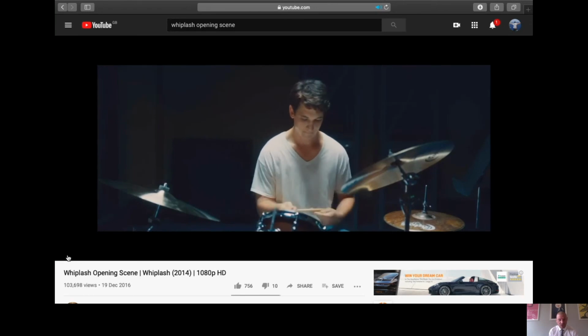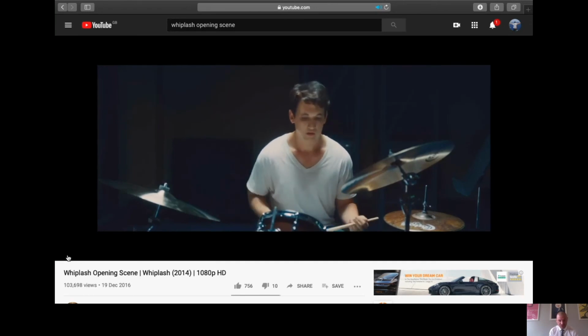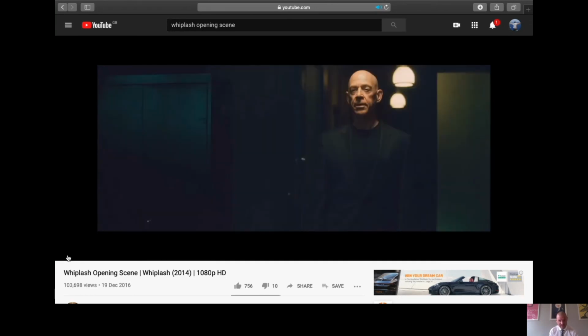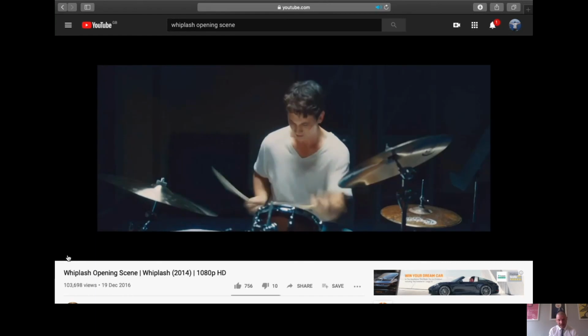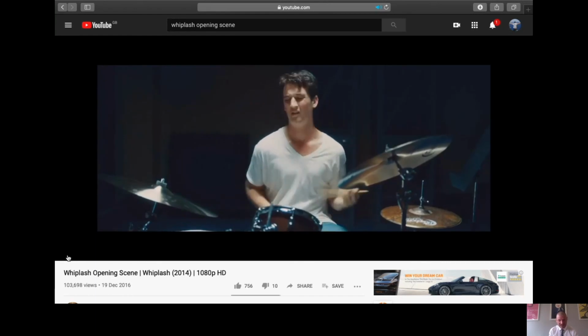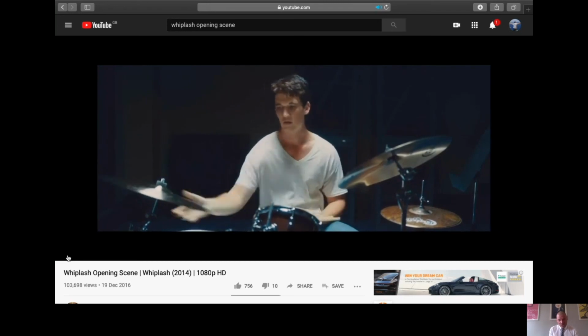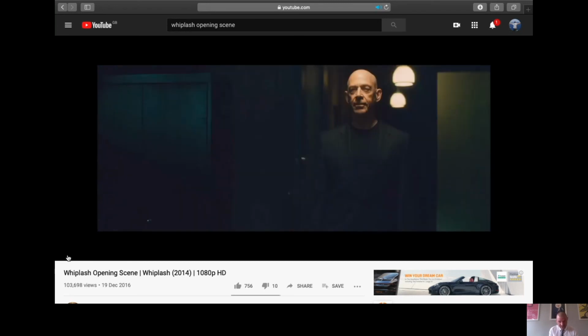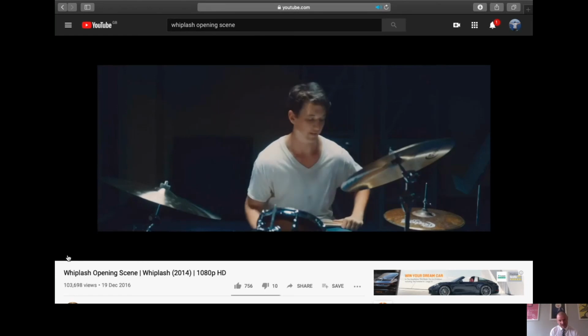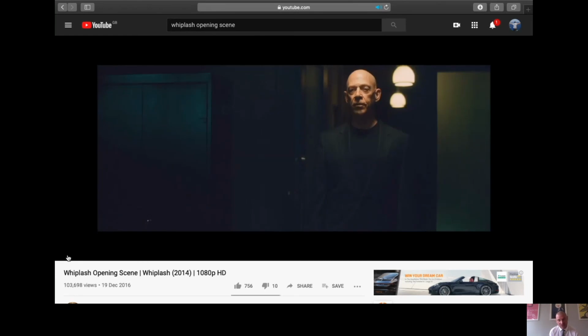Okay, so through performance, you can see straight away that Andrew, the protagonist, is very nervous, he's very vulnerable, and Fletcher, the antagonist, is very assertive and very dominant. Andrew's sitting at the drums and Fletcher is standing. So immediately that tells us that Fletcher is the person that holds all the power within this scene.